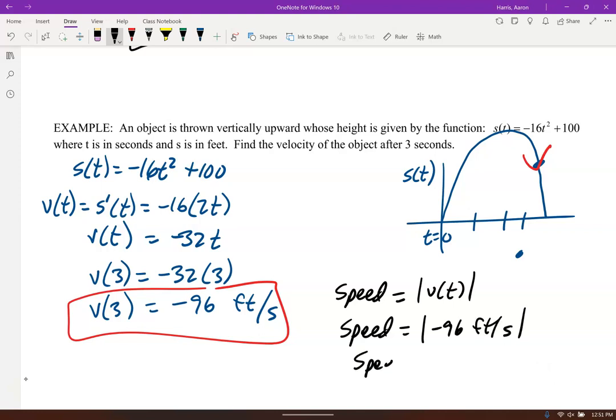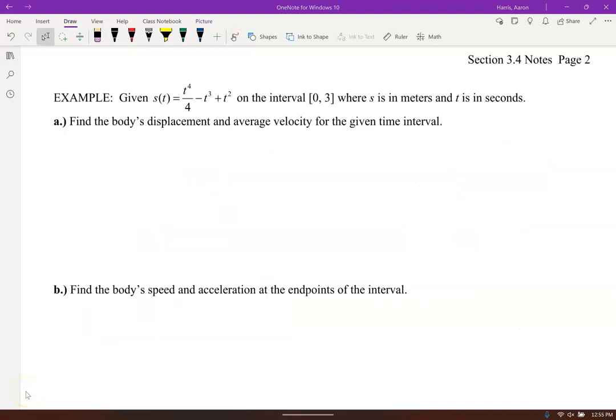So the speed is just 96 feet per second, right? Speed is directionless. That's what we're saying, right? It's going 96 feet per second, but velocity is telling us that it's going down. On this one, we've got a position function as well, and over an interval.